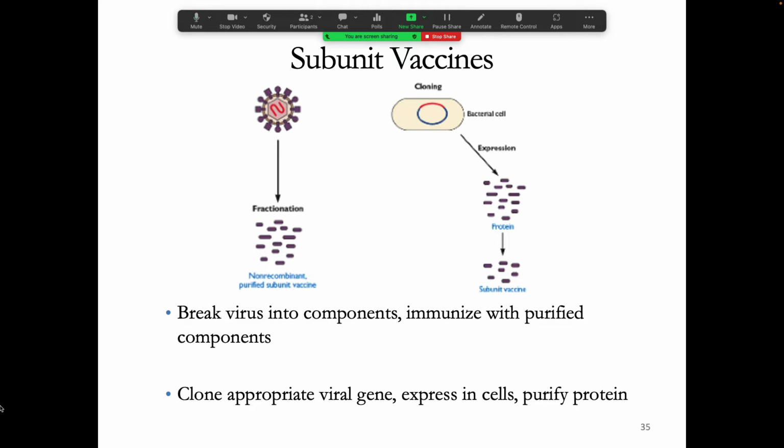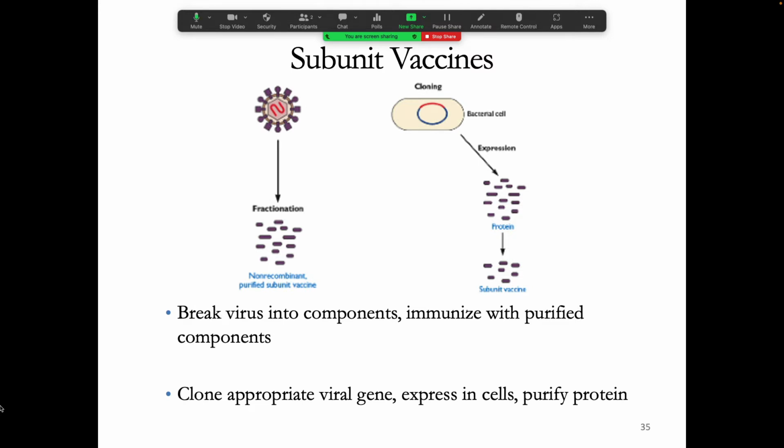There are two famous subunit vaccines that you may have received. The hepatitis B vaccine was the first major subunit vaccine that was described and made in this way. It is made in proteins coming from insect cells. The other one is the HPV vaccine, which is also a purified protein.